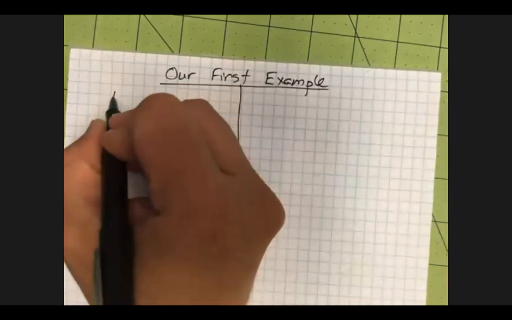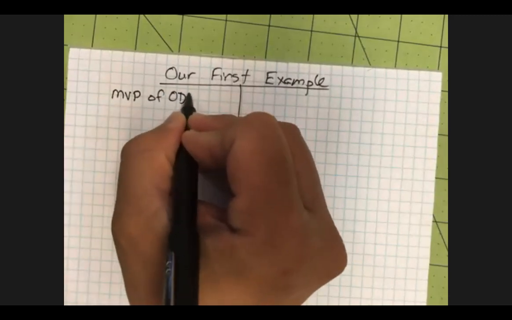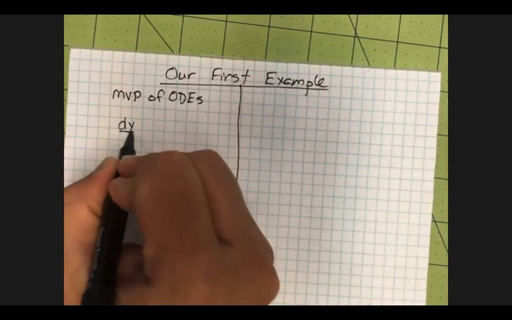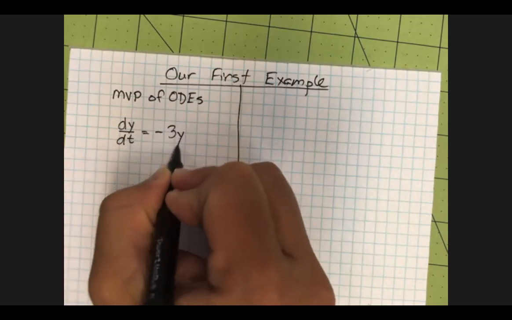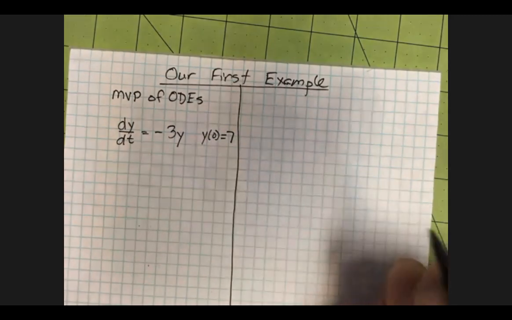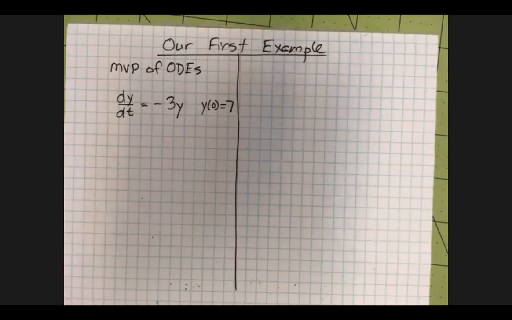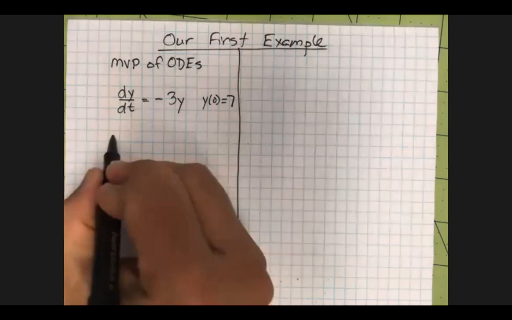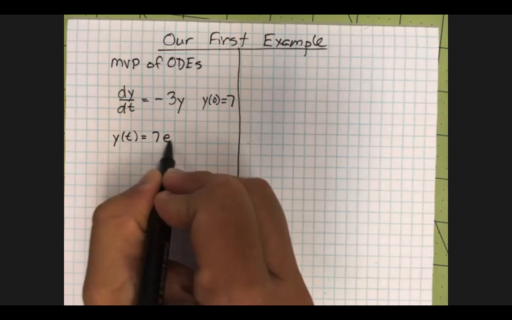And we're going to make a strong connection to the MVP of ODEs. So let's say I give you the equation dy/dt is minus 3y, and y of 0 is 7. I don't even want you to blink. You should already have written that answer down on your piece of paper. y of t is 7e to the minus 3t.